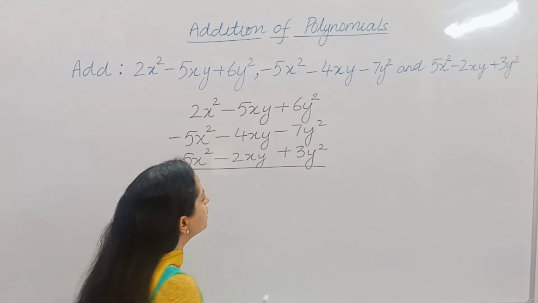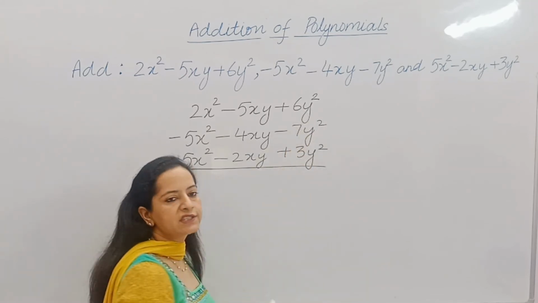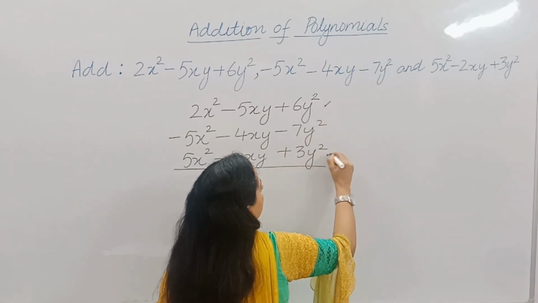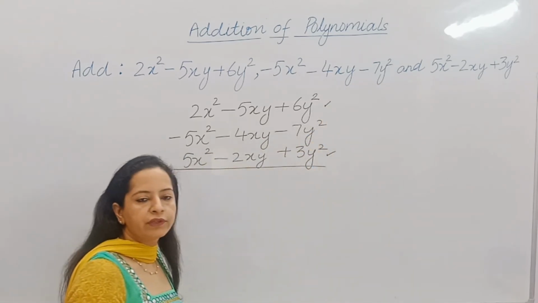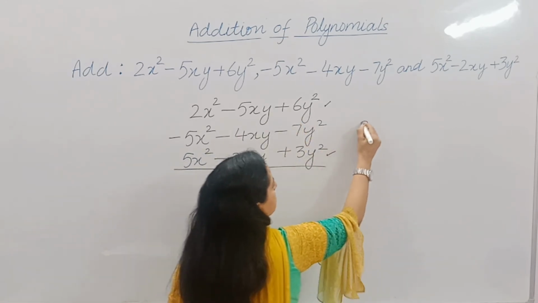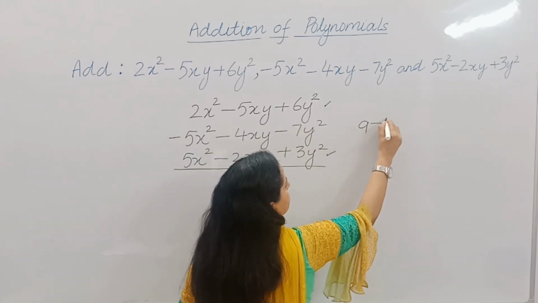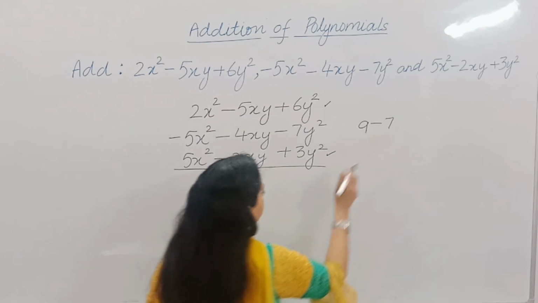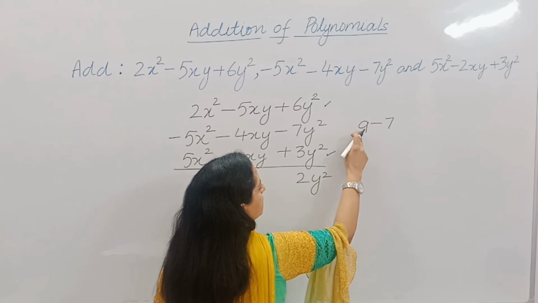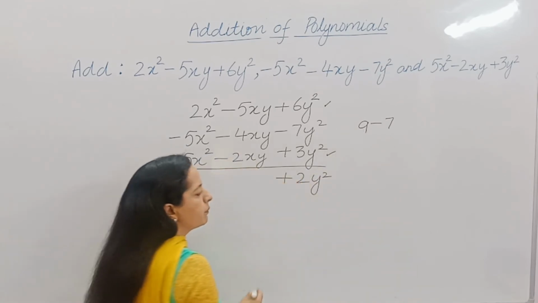Now looking at the terms with literal coefficient y square, I have got two terms with a positive sign and one with a negative. Adding the terms with the same sign, 6 plus 3 is 9. 9 minus 7 is equal to 2. Since we know the sign is of the greater number, 9 being greater, the sign will be positive.